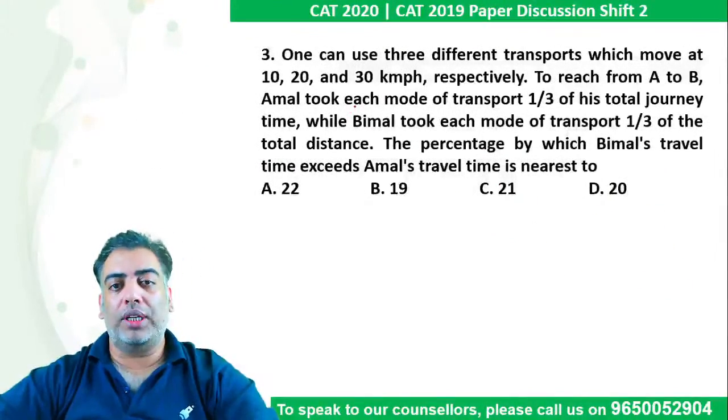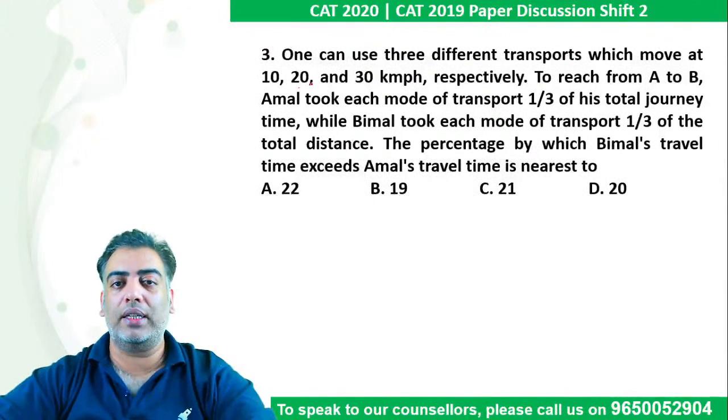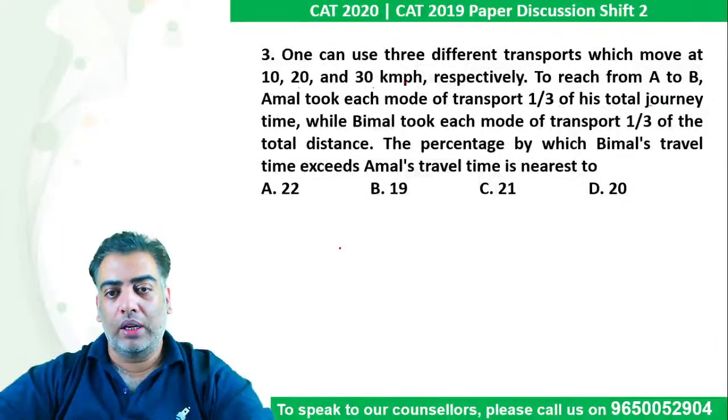Okay, so in question number 3 it says one can use 3 different transports which move at 10, 20 and 30 km per hour respectively to reach from A to B. A took each mode of transport 1/3 of his total journey time. So first of all, let's talk about A.